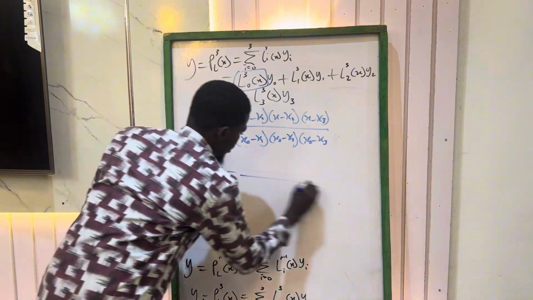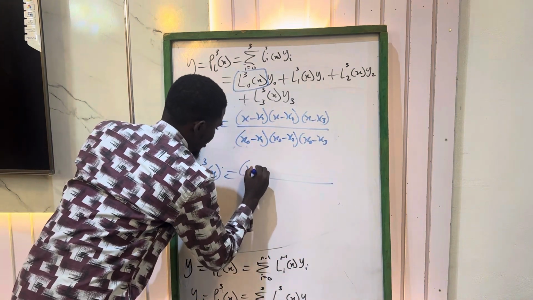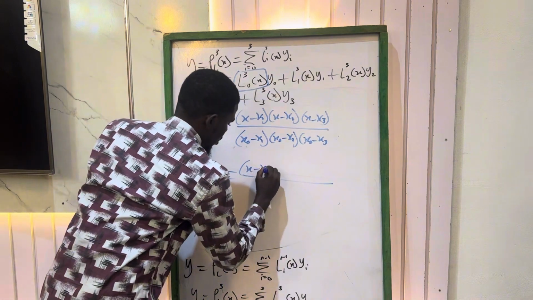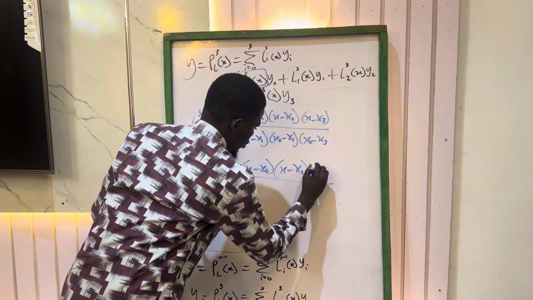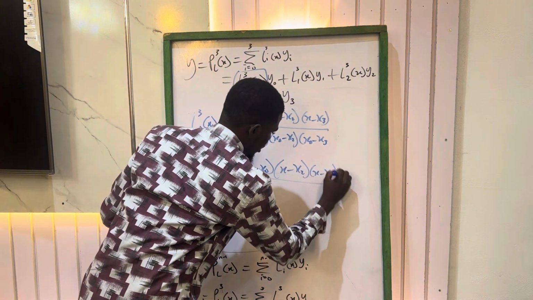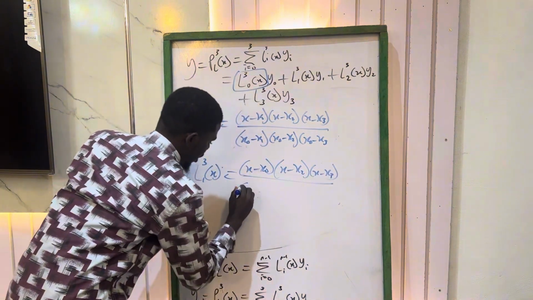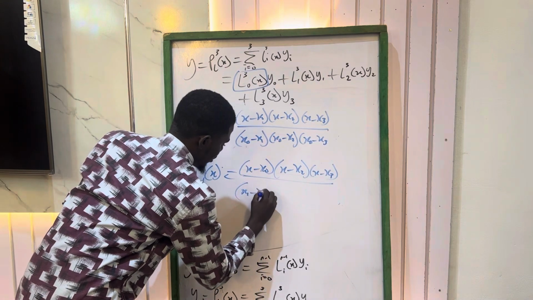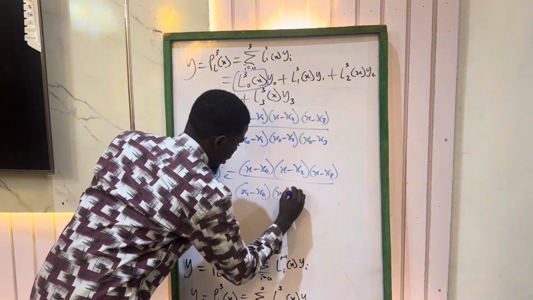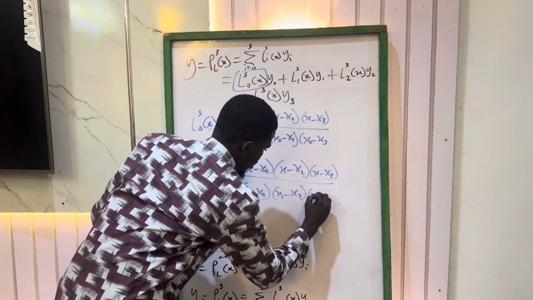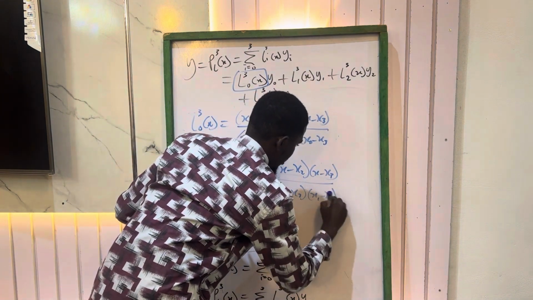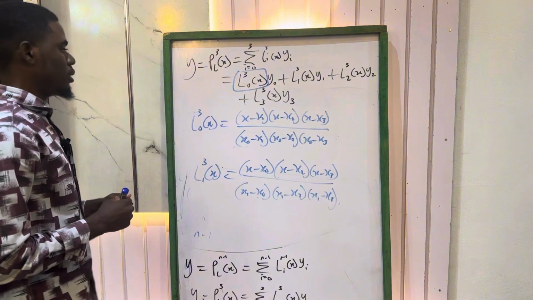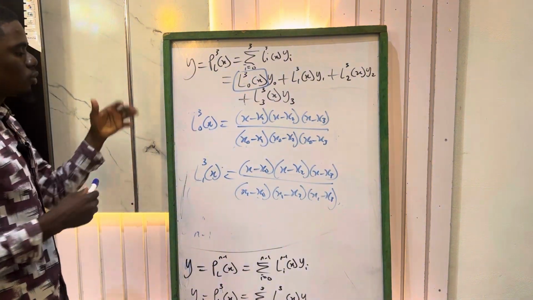So this is going to give us this. I'm going to have x minus x naught, x minus x2, x minus x3. Then beneath, we're going to have x1 minus x naught, x1 minus x2, x1 minus x3. We're going to have this. Then also for the second and the third, we're going to do the same thing.